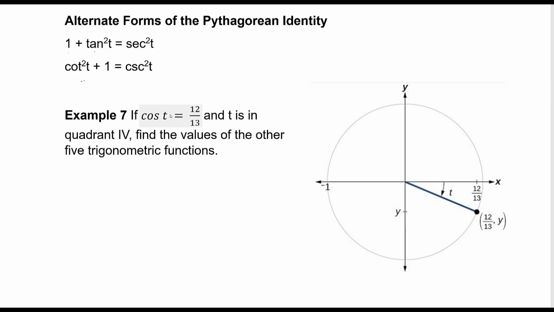So if cosecant t is 12 over 13, and t is in the fourth quadrant, find the values of the other 5 trigonometric functions. So cosine is going to be positive, secant is going to be positive. Not sine, secant, I totally misspoke, I apologize. So we know right off that secant t is going to be 13 over 12.